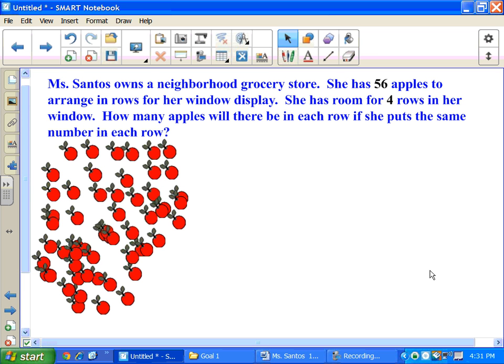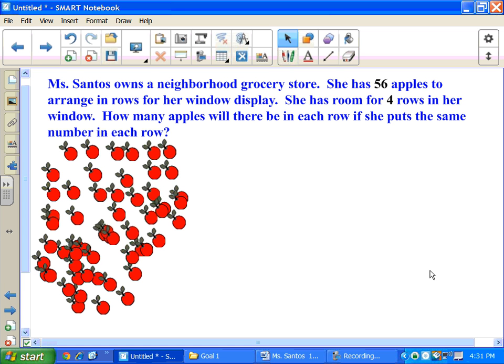All right, let's take a look at this problem and let's see what you thought about this problem. It says Miss Santos owns a neighborhood grocery store. She has 56 apples to arrange in rows for a window display. She has room for 4 rows in her window. Our question is, how many apples will there be in each row if she puts the same number in each row?